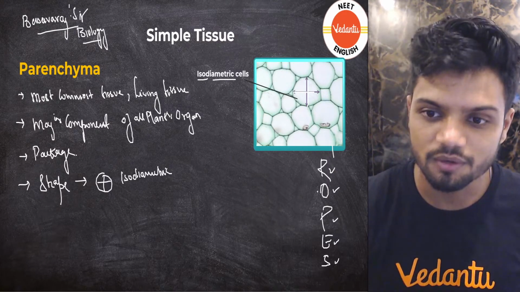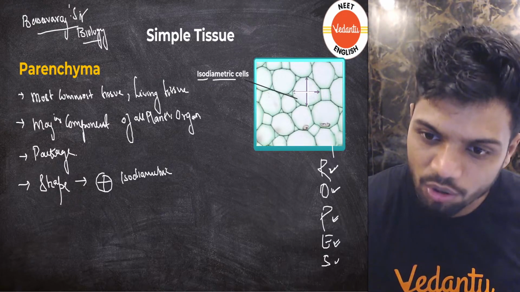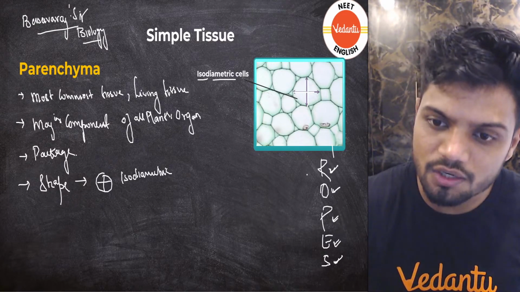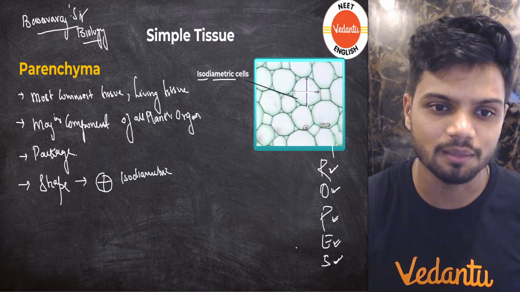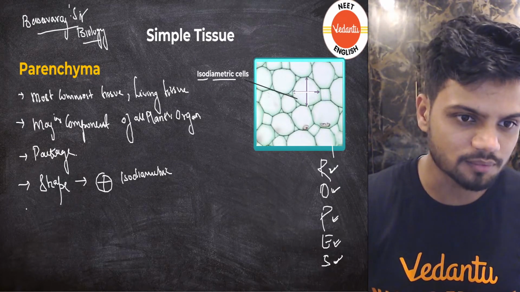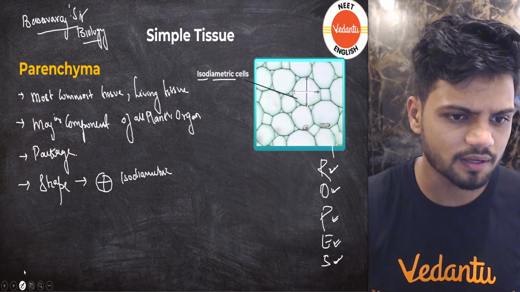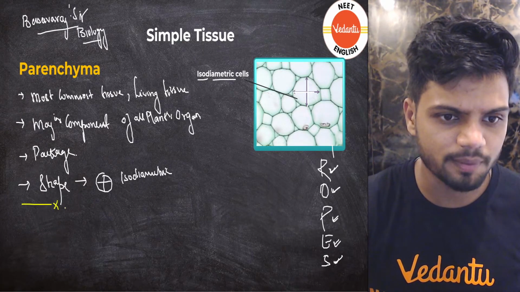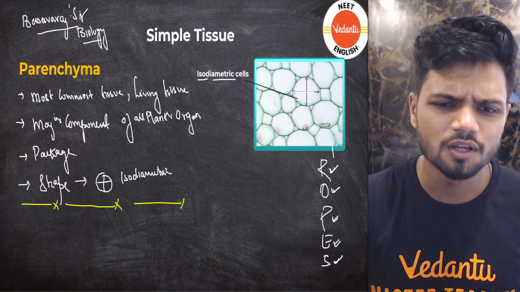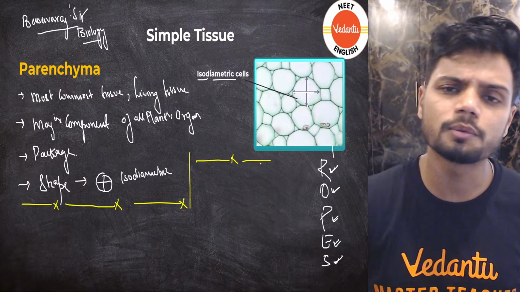So it can be round, oval, polygonal, elongated, or spherical. Any of the following shapes can be present for parenchyma. Clear? Clear, all of you? Yes. Now, students, apart from that, let's look at the function. What is the function of parenchyma? That's all you need to know about parenchyma. Most abundant, most common tissue.